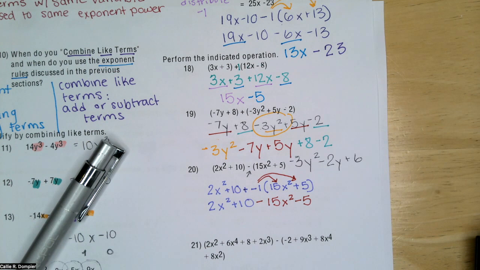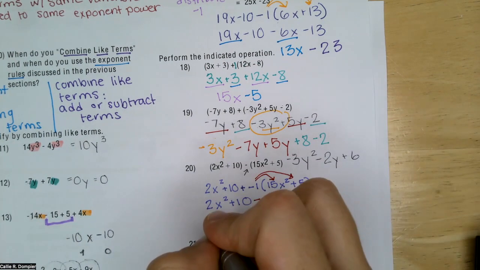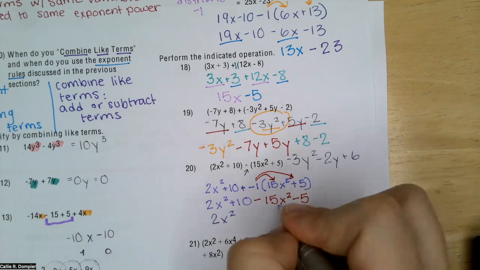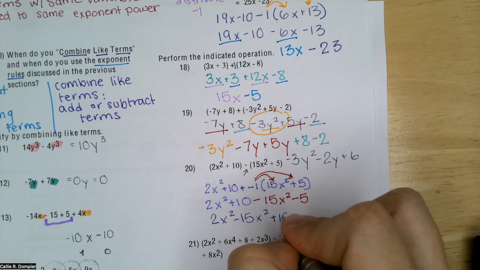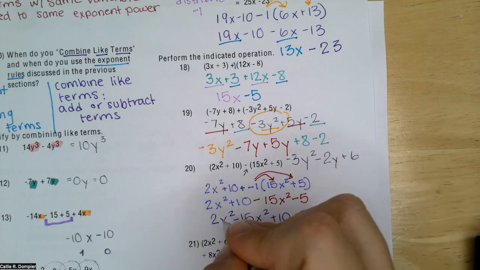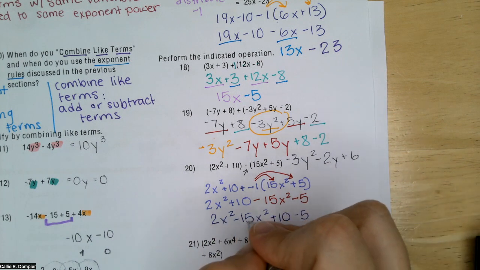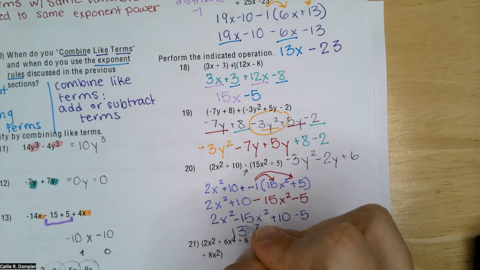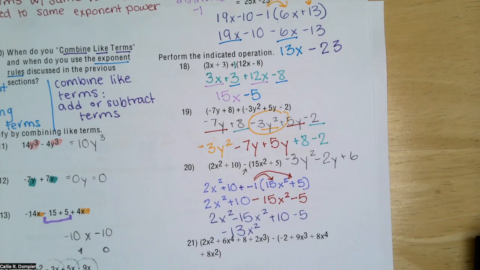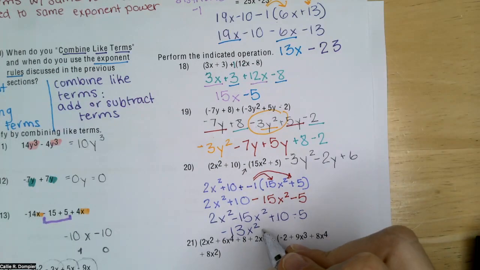Good. All right, now we can combine like terms. 2x squared minus 15x squared plus 10 minus 5. 2 minus 15, you can subtract. 15 minus 2 is 13. The 15 was negative, so the 13 is going to be negative. 10 minus 5 is 5.